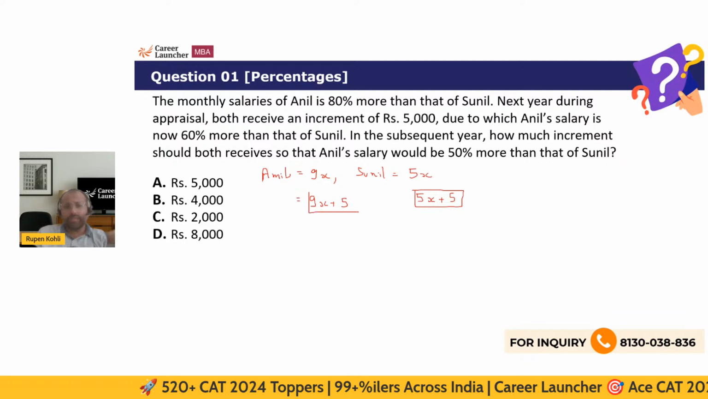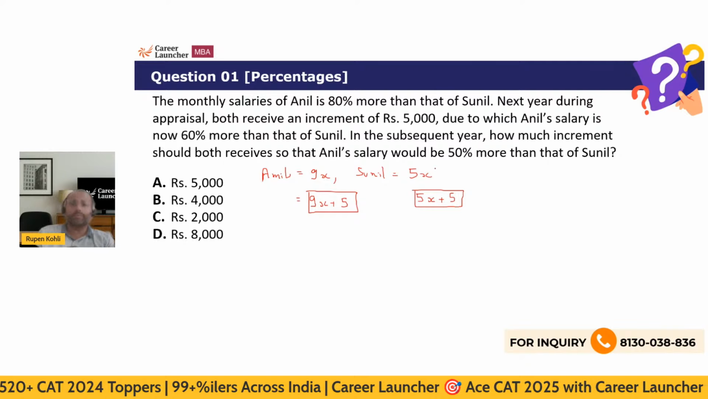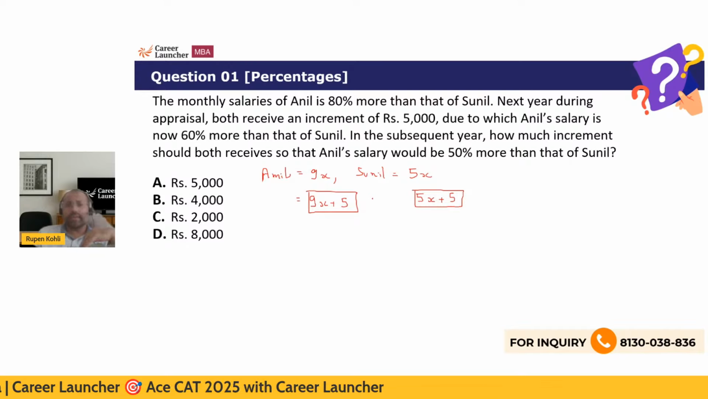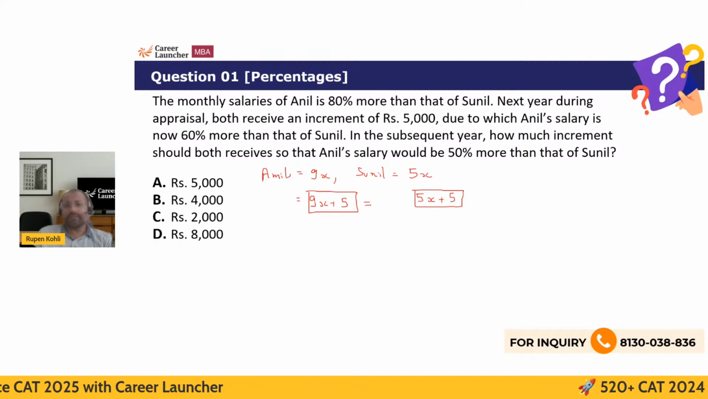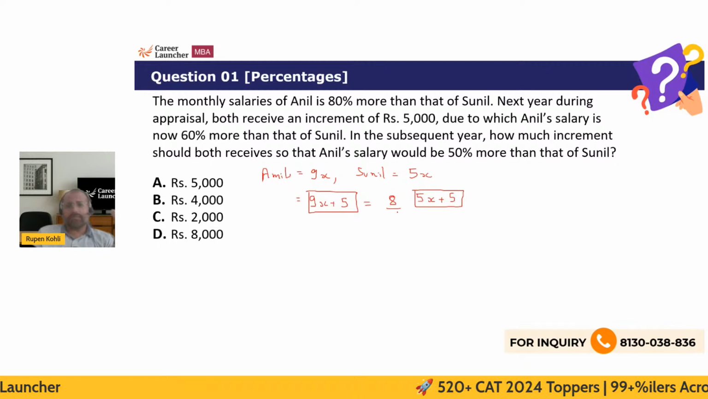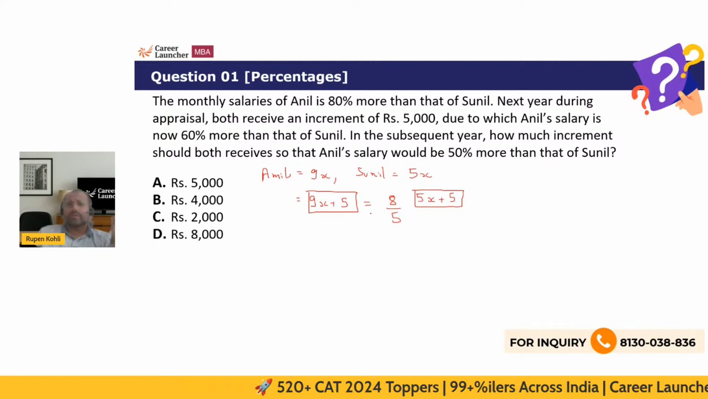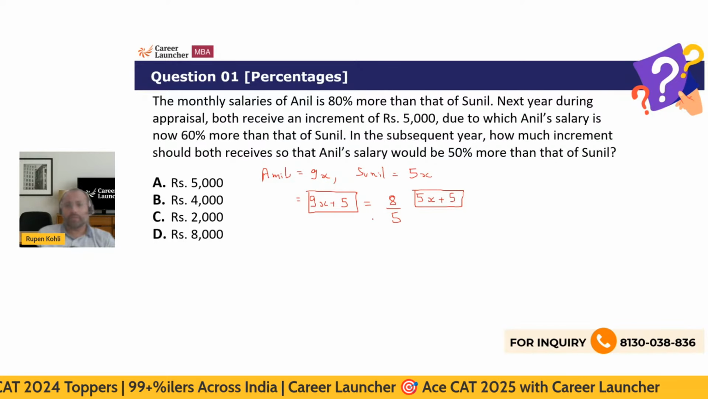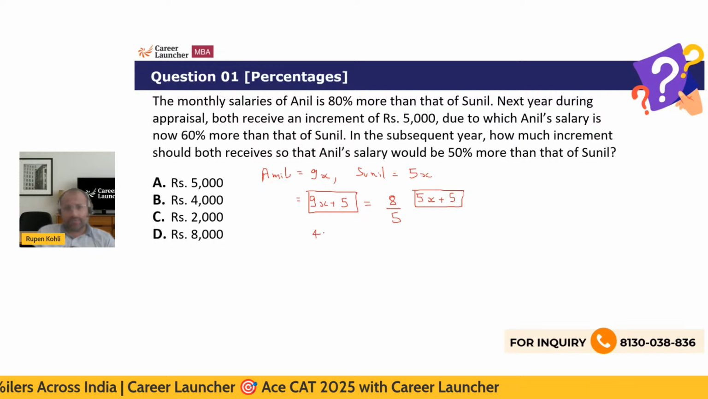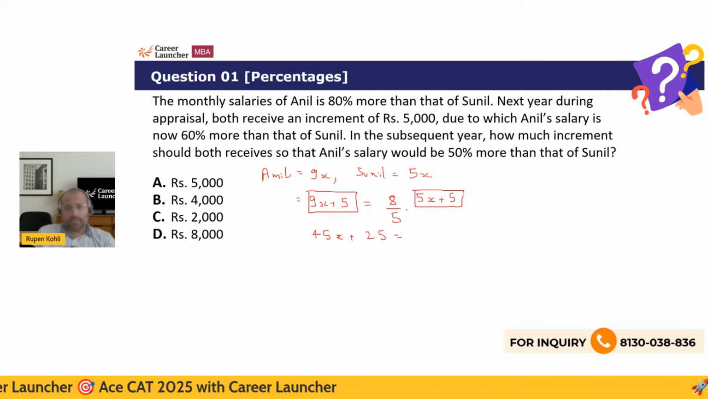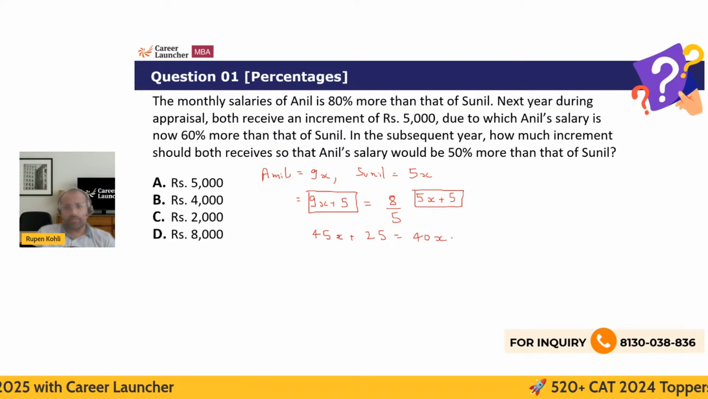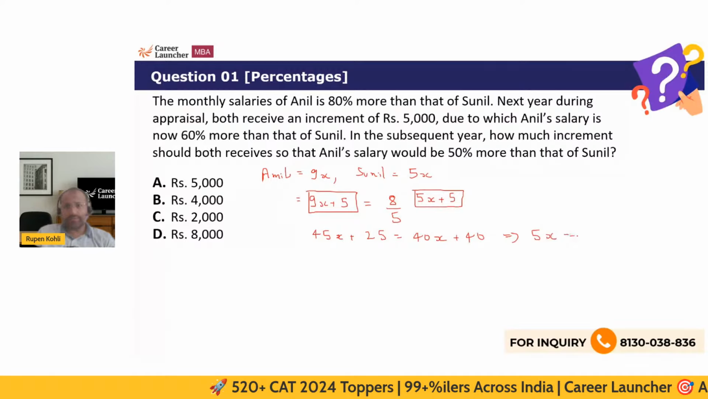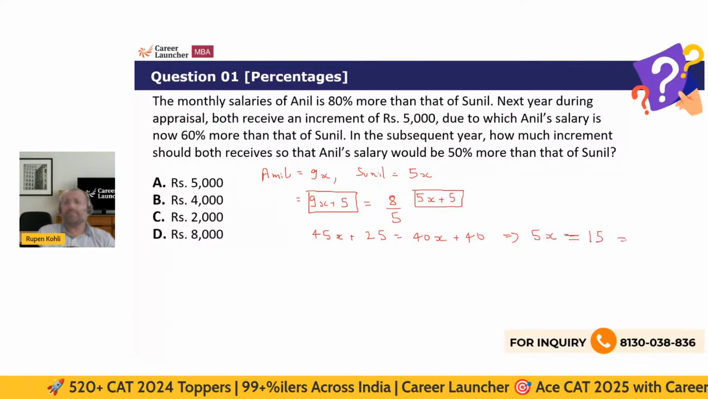Between them, the percentage comparison given is that Anil's salary is now 60% more. 60% more means 1.6 times or 8 by 5 times. So we can write the equation that 9x plus 5 is 1.6, or 8 by 5, times 5x plus 5. We get an equation on x, we solve for x, and proceed. We cross multiply: 9 into 5 is 45x plus 25 equals 8 into 5, 40x, plus 8 into 5, 40. So 45x minus 40x, which is 5x, equals 40 minus 25, or 15. 5x is 15, so we get x as 3.